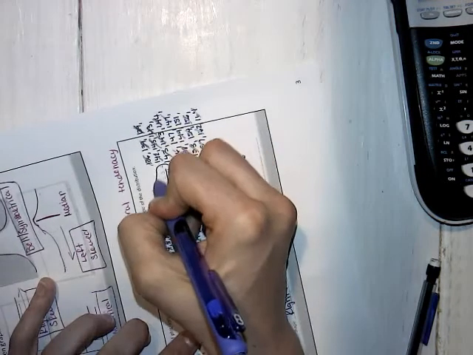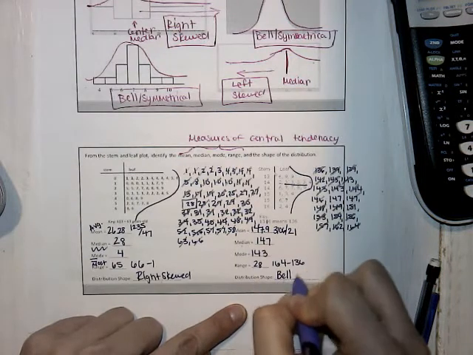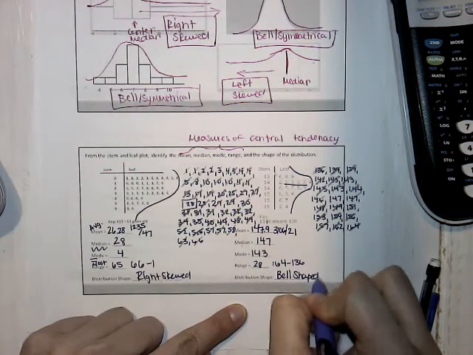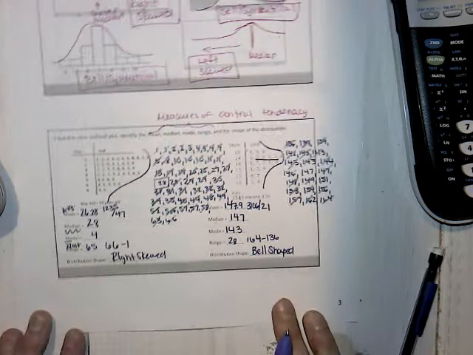And then when I'm looking at this, I look at my shape. You could say it's slightly right skewed or bell-shaped here. It doesn't matter which one you would say here. I'm going to say bell-shaped. It might be slightly right, but it's not by much if it is.